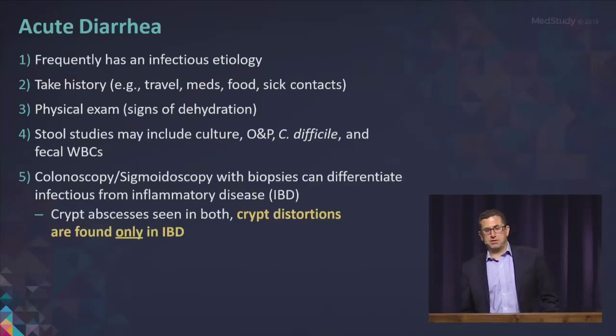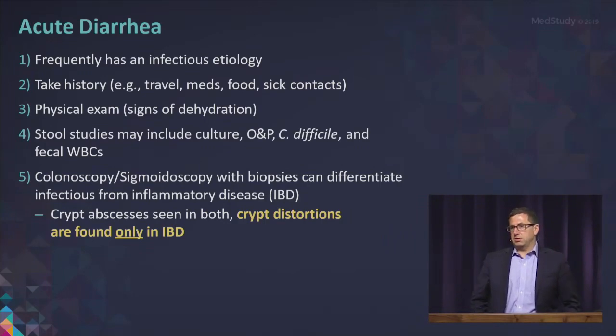Acute diarrhea specifically is often infectious, so you have to take a good history, including travel, sick contacts, etc. It's important to do a physical exam to assess for signs of dehydration. Generally, you're going to send off stool studies that would include a culture, ova and parasites, C. diff, and fecal white blood cell count.